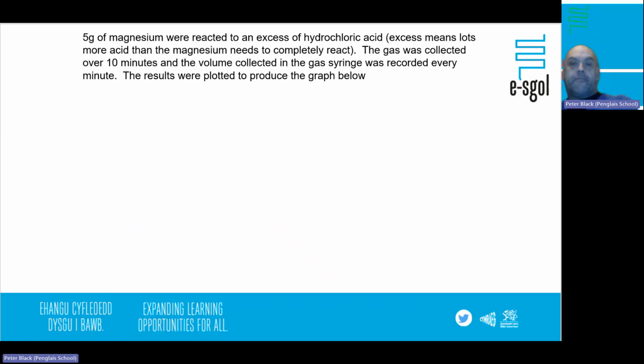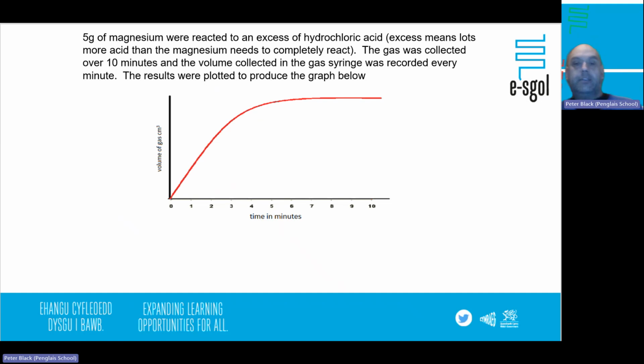So let's look at a typical rate graph, rate versus time graph question. We've got 5 grams of magnesium added to an excess hydrochloric acid. We're collecting the gas for 10 minutes in a gas syringe, and we plot the graph. Okay, so we get this graph here. One thing they might ask you is, how long does it take for the reaction to finish? All you have to do here is find the flat section of the graph. Okay, and you can then work out the amount of time, and I'm estimating here between 6 and 7 minutes for the reaction to finish.